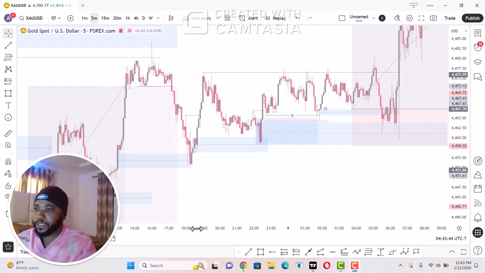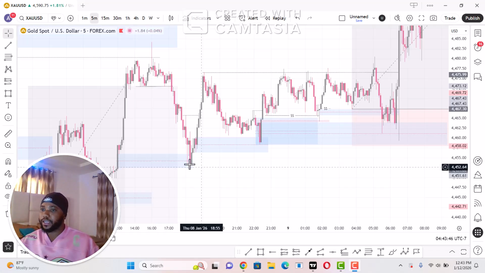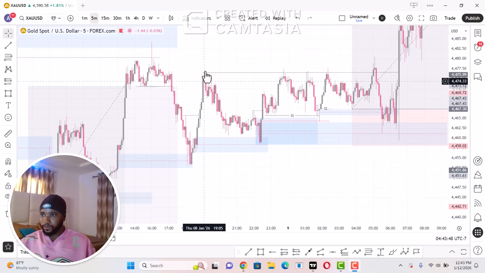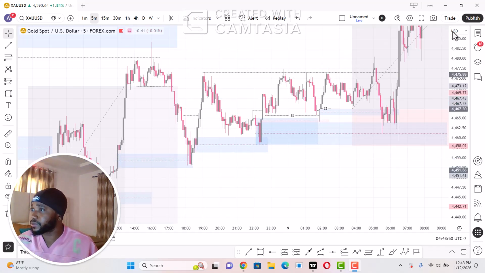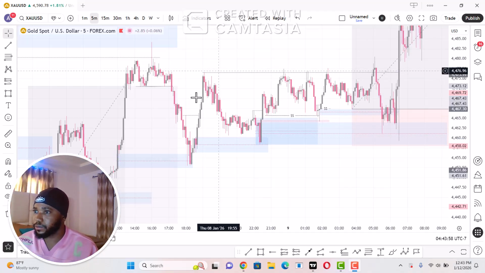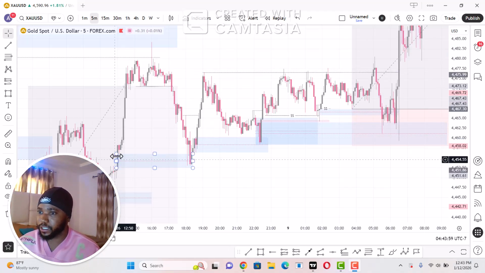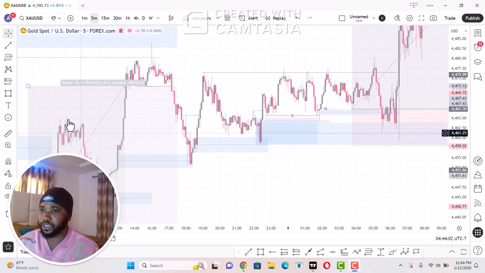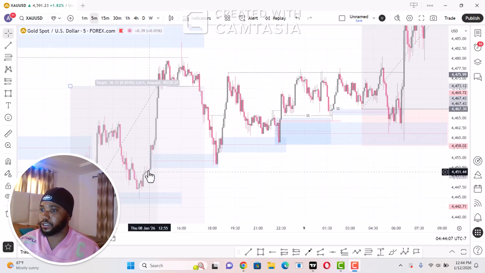Yeah, this 5 minute time frame, guys. I figure out something caused this movement right here. I figure out there's a fair value gap right there. After this break of structure, there's a fair value gap right here, and there's an order block.